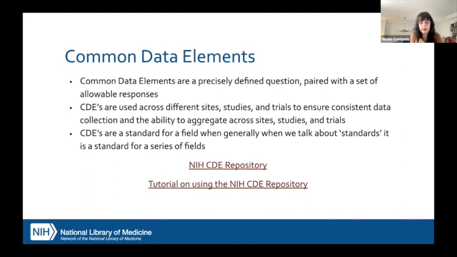So again, like that data site example. Now I've included links here to the CDE repository from the NIH, which you can use to get a good idea of what they have available there. And they also have a tutorial on using that repository.